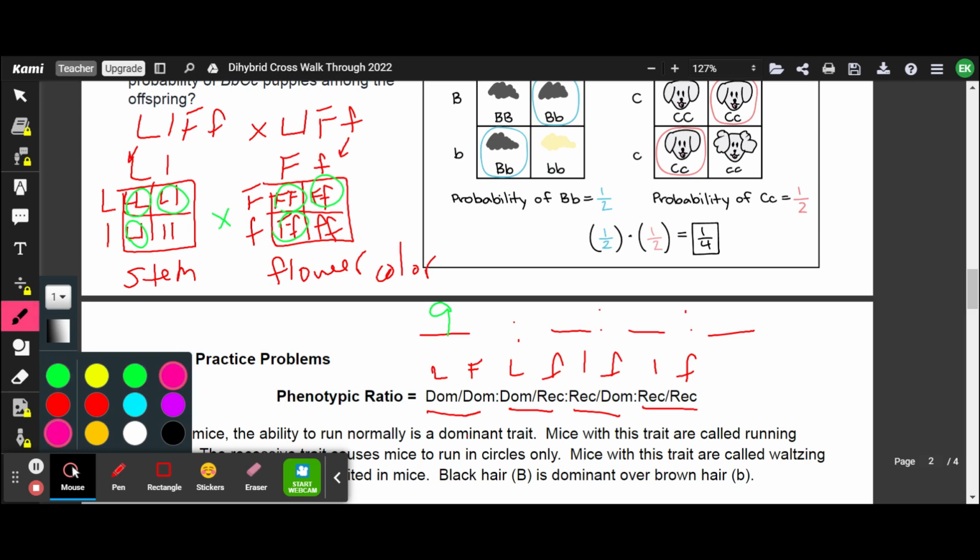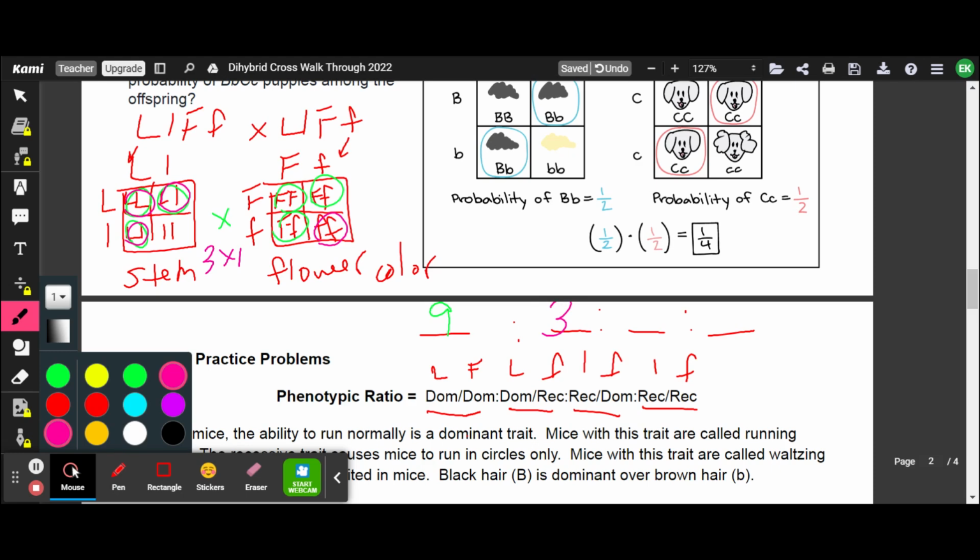We're going to do the same thing for the long stem and white flower. So we're looking for at least 1 capital L and lowercase f. So we have 1, 2, 3 capital L's and 1 lowercase f. So 3 times 1 is going to give us 3. So we'll have a 3 out of 16 chance.